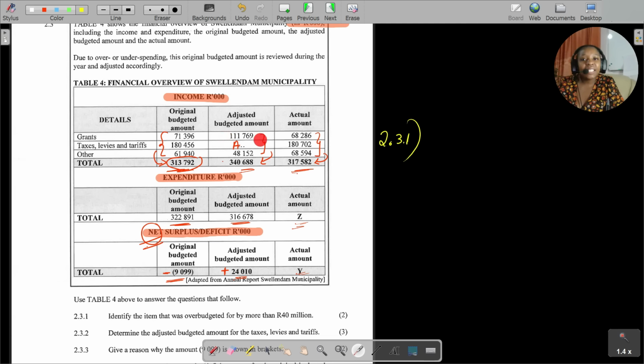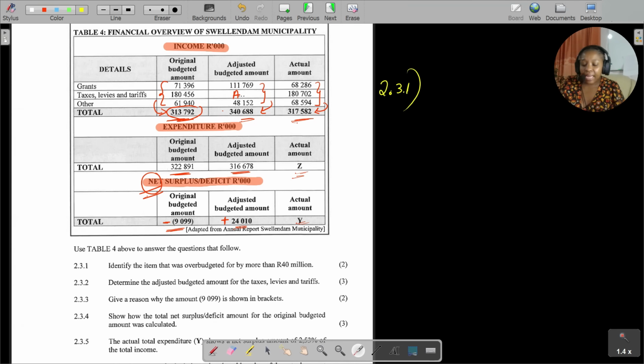Okay, the adjusted amount, it increased. Then let's look at the, obviously, the tax and levies. You can't really look at that, it's not given. And then the other, right, we can see that the original amount was 61940, and then the adjusted amount decreases.